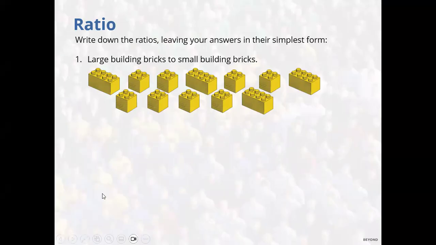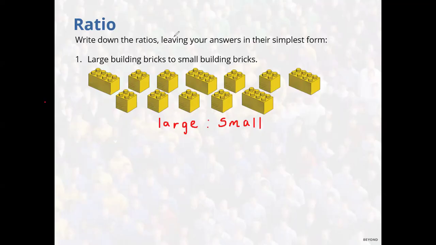Can someone tell me what is the ratio of large building bricks to small building bricks? Y'all have to count. Large to small. 4 to 8? Well, 8 to 4, I guess. Y'all have to tell me. Large to small, 4 to 8. Y'all going with 4 to 8 or 8 to 4? 4 to 8. Okay, so let's count.